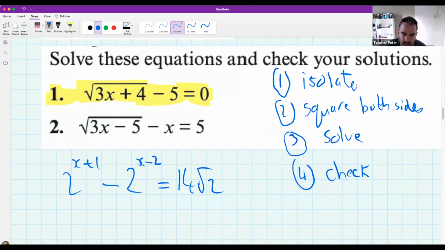Okay. I'll have a look at that later on. So 2 to the power of x plus 1 minus 2 to the power of x minus 2 equals 14 root 2. Yes. Okay. I will definitely have a look at that, and we can solve it at the end of the lesson tonight. That's the wonderful thing about small classes. We're very flexible. So everyone, have we got an answer yet?